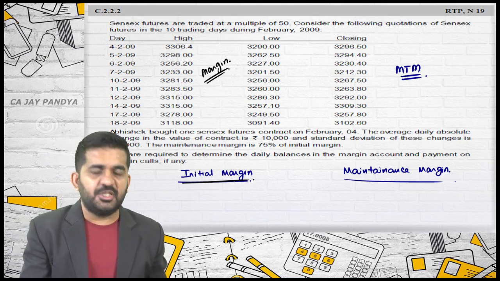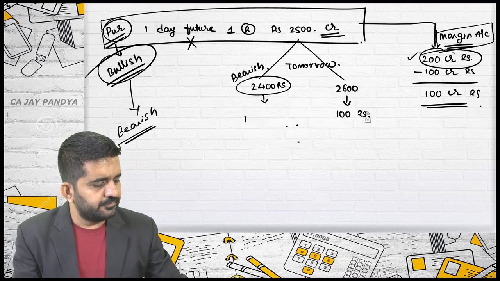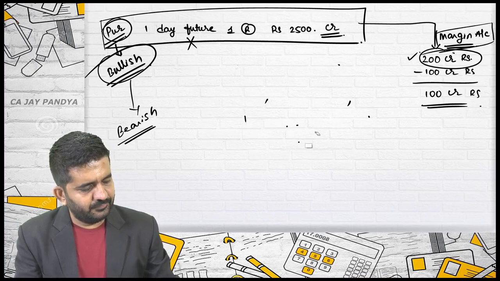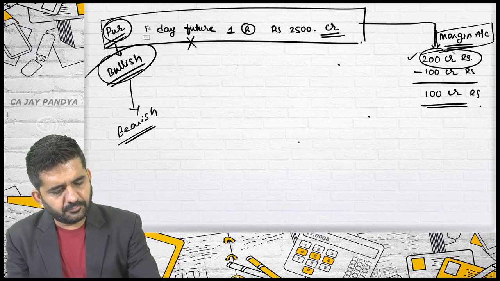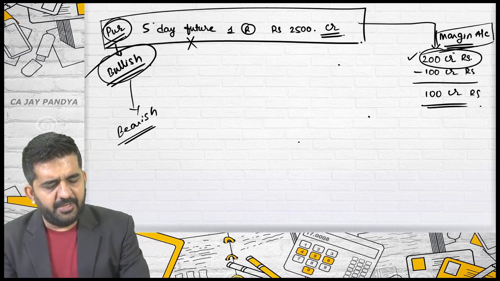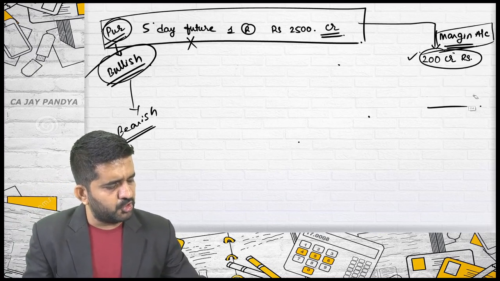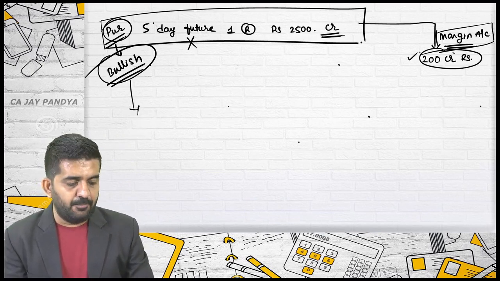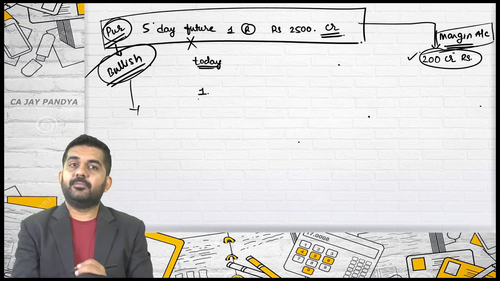What is the initial margin in this case? It is 200 crore. Let me write that down. This was not for 1 day but for 5 days. The margin asked from me was 200 crore rupees, which I have paid. Am I bullish or bearish? I am bullish. This was today and this is the next day. That is the first day.